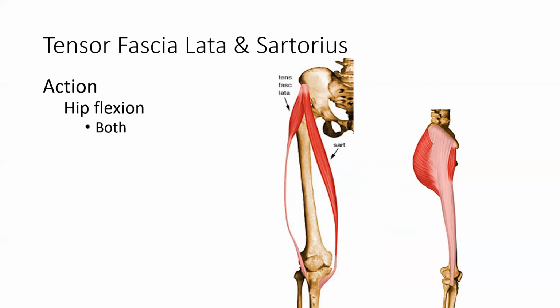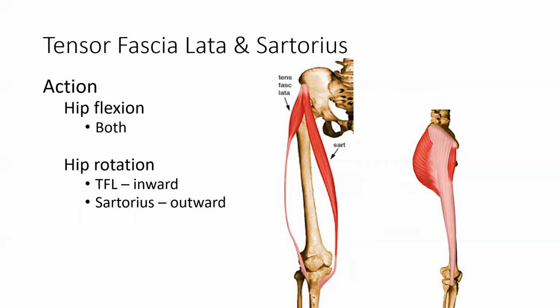For actions here, they are both hip flexors. So Sartorius and tensor fascia lata will both be synergist to iliopsoas in hip flexion. And then TFL is an inward rotator, and Sartorius is an outward rotator. So they will work in opposition for rotation. We just talked about iliopsoas and Gluteus Maximus as outward rotators. Sartorius would be a synergist here for outward rotation, and TFL would be an antagonist because TFL is an inward rotator or an internal rotator of the femur.